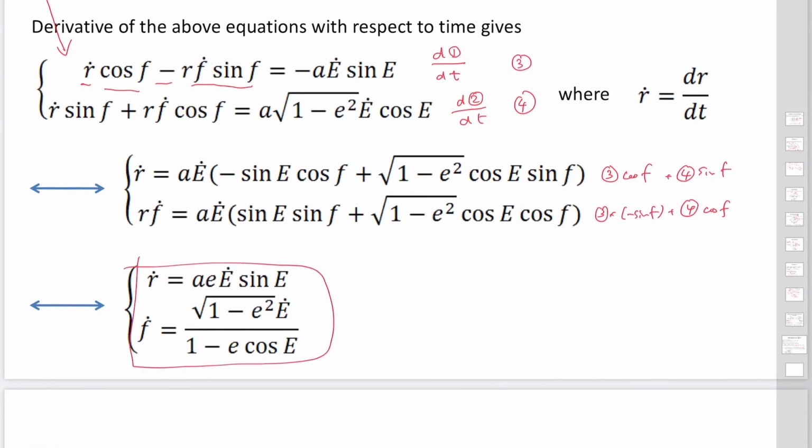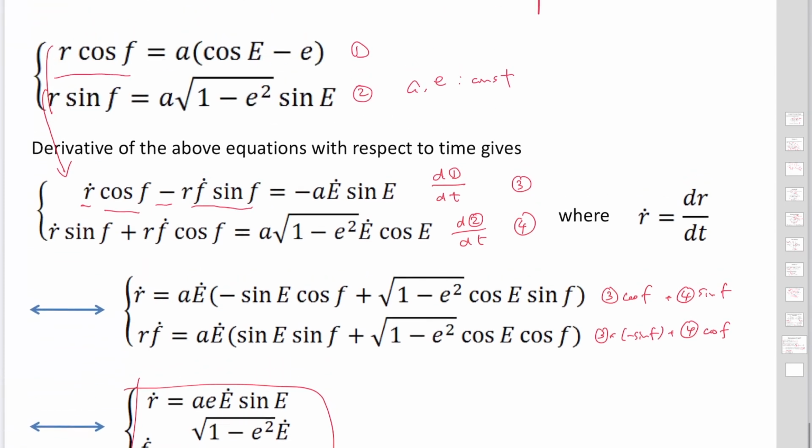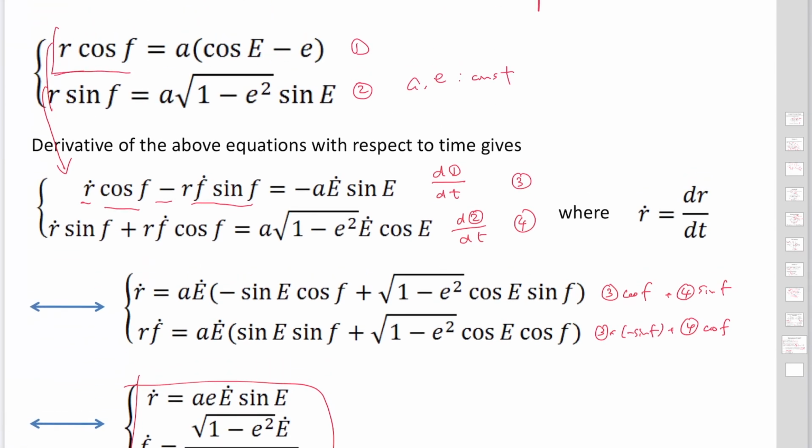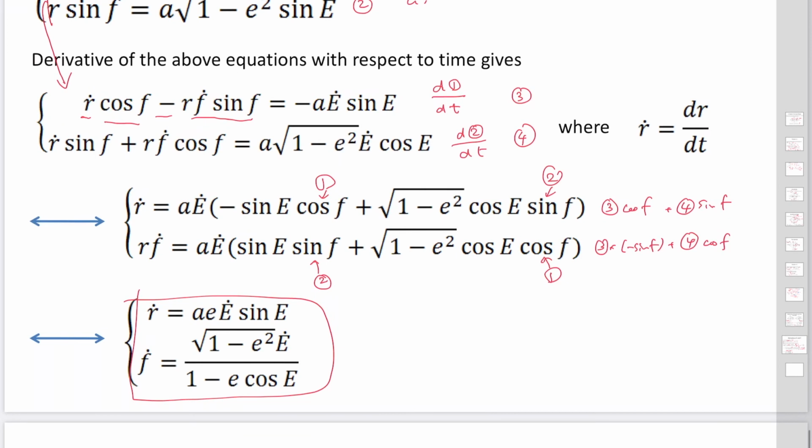For example, for cosine f, you can substitute cosine f using this equation, equation 1. And equation 2 is here. Then finally, you could express r dot and f dot with this equation. Okay, this is the end of this session.